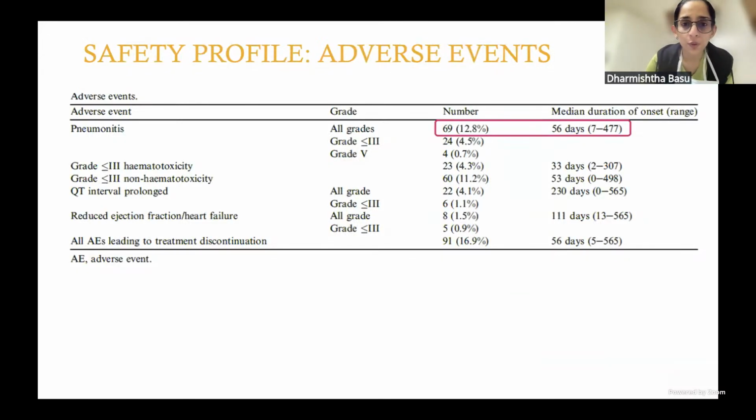So concerning rates of pneumonitis have been referred to here, as seen in the previous chart as well, and also seen in this table. Pneumonitis of all grades has been presented to be around 12.8%, and grade 3 or more has been seen in 4.5%, leading to death in around 4 of the cases. Reduced ejection fraction is one of the theoretically important side effects of prolonged osimertinib use. Grade 3 or more rates of heart failure are hardly 0.9%, though it is a clinically significant side effect to watch out for.